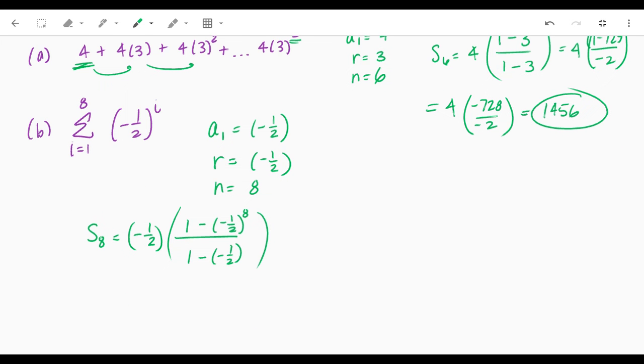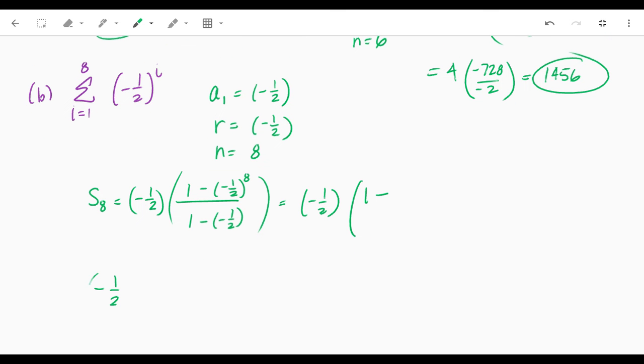Okay, so we'd have negative 1/2, 1 minus negative 0.5 to the 8, which should be positive. So be really careful. In your calculator, you have to put it in parentheses. In parentheses, negative 1/2, and then take it to the 8th power. Okay? Or just do 2 to the 8th. Okay, here, let me.